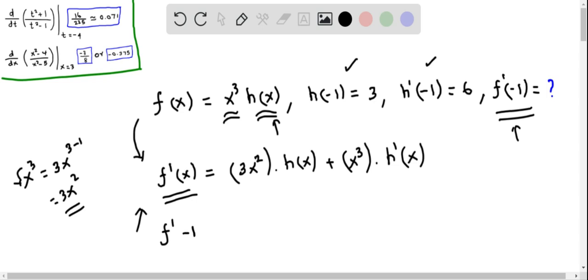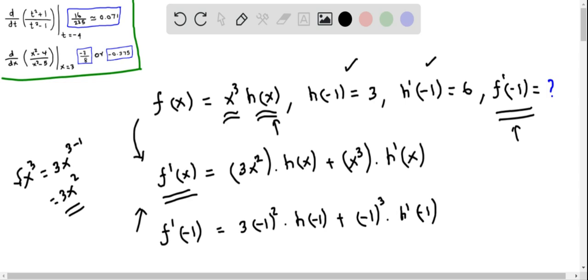So this becomes f prime of negative 1, and this equals 3 times negative 1 squared times h of negative 1, plus x cube, which is negative 1 cube, times h prime of negative 1. Now we will evaluate this. We can substitute the values of h of negative 1 as well as h prime of negative 1 as given over here.